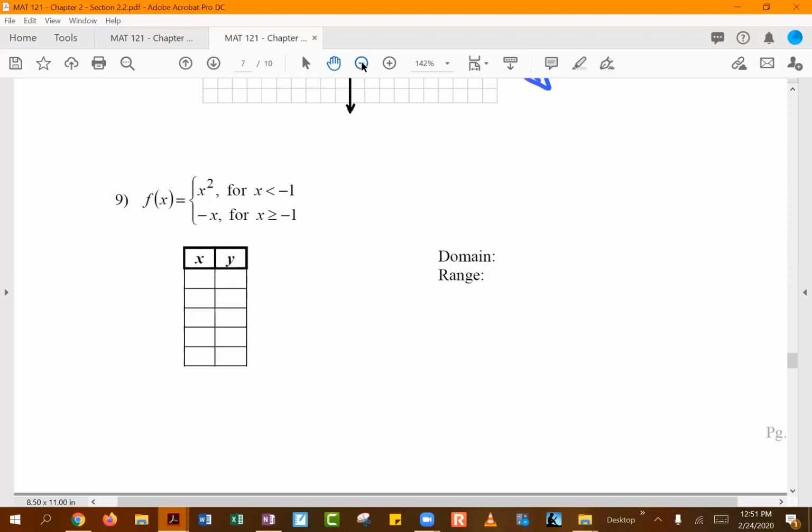Again, you're going to need 2 tables. So let's create one for, let's say, x squared. You want to do the same thing. Even though it's not including negative 1, we want to know if the 2 pieces are going to be touching each other. So still use negative 1. Yeah, I would.